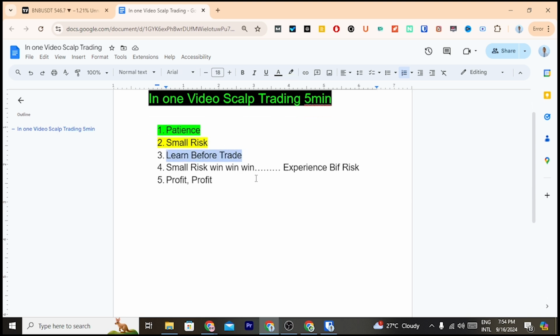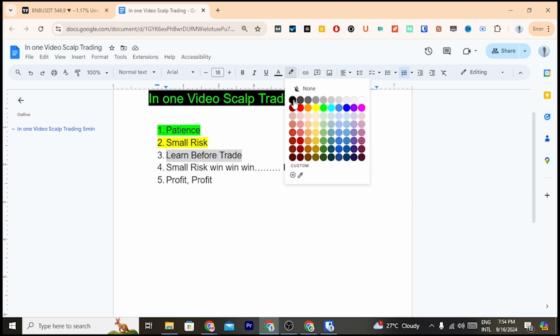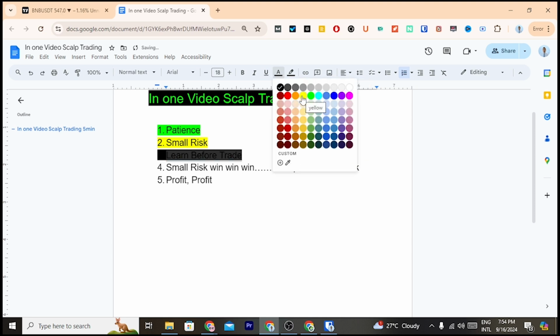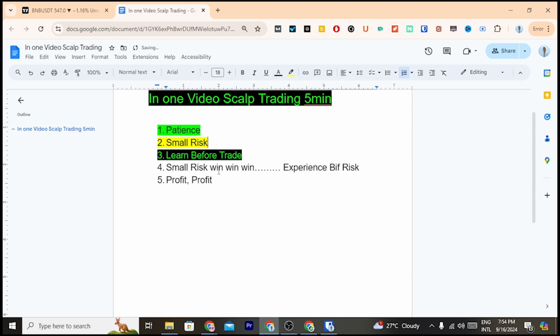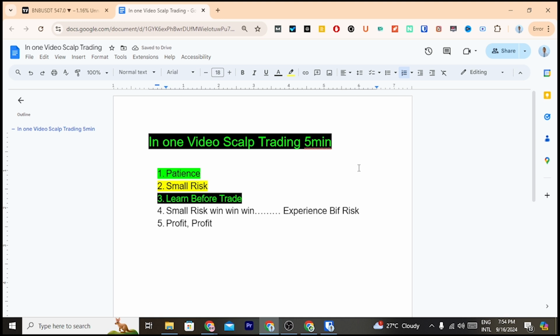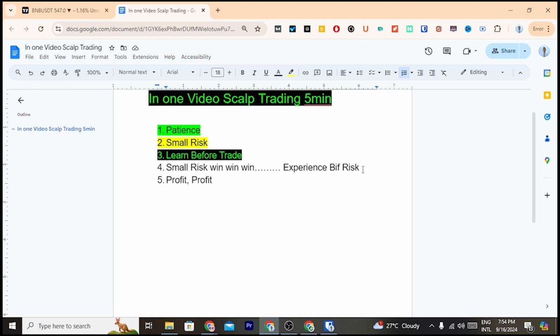Number 3, learn before you trade. You have to learn before any trade, otherwise you will go bearish or you can sink in the market. Number 4, small risk, win, and experience, big risk after.